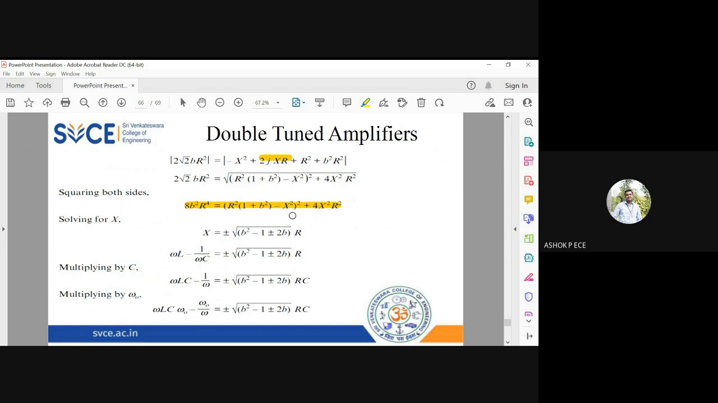It is a quadratic equation in x square. So x square will be equal to some value you get. So x will be equal to plus or minus root of that value. So that is what we get. In the exam also, the solving and all, you need not show it.